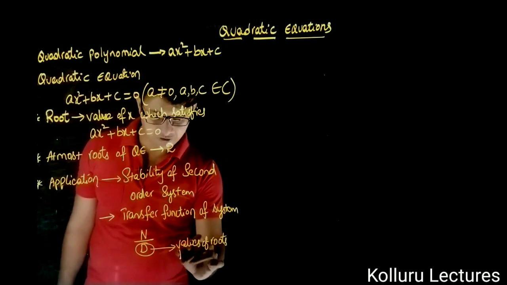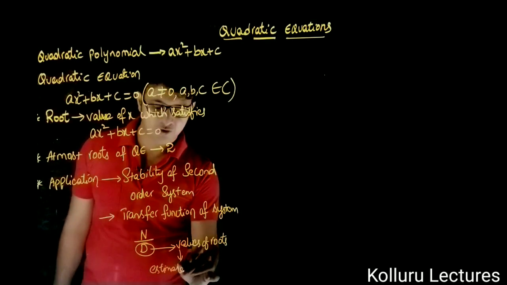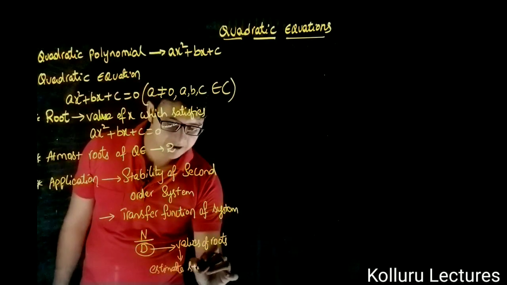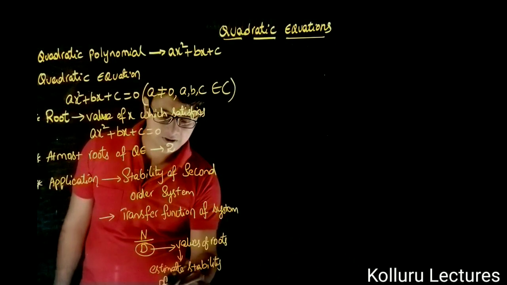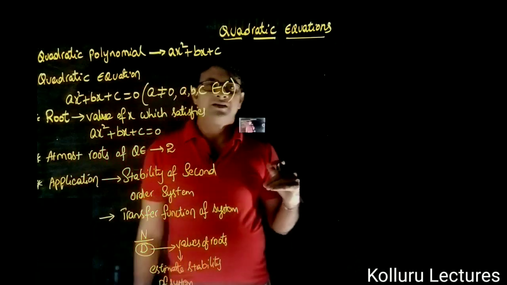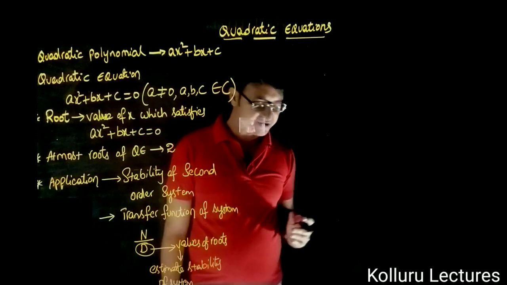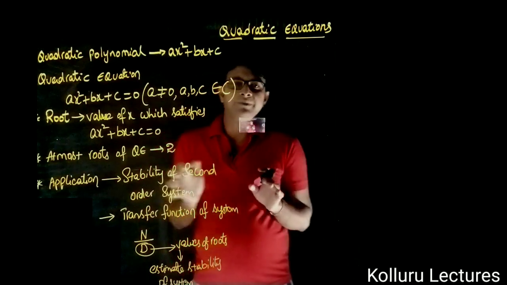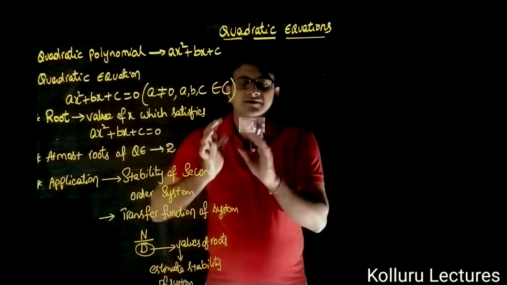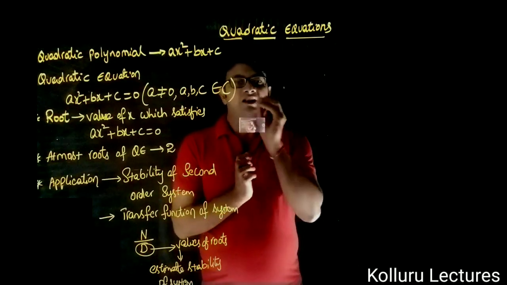Based on the value of the roots, we are going to estimate the stability of the system. So stability of the system in the sense whether they are stable or marginally stable or critically stable. So we have some words which are related to it in terms of engineering domain. Fine, let me confine the application of quadratic equation in such a way that mainly the quadratic equation will be seen in the transfer function.